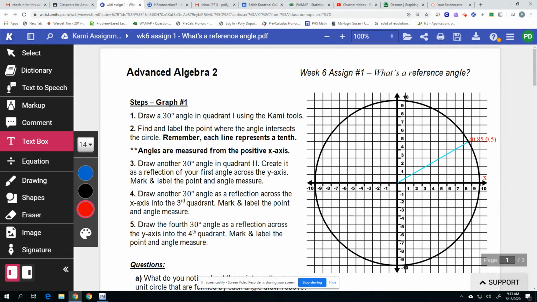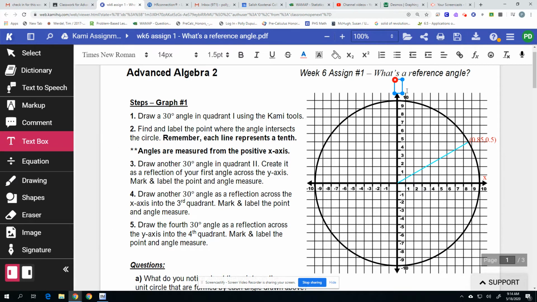It says, remember, each line represents a tenth, and angles are measured from the positive x-axis. So now it says draw another 30-degree angle in quadrant 2. Create it as a reflection of your first across the y-axis. So I'm going to label my y-axis just so I don't forget. This is my y-axis, and it's asking me to take this blue line here and literally reflect it into quadrant 2. So I'm also going to label these quadrants. That's going to be really important.